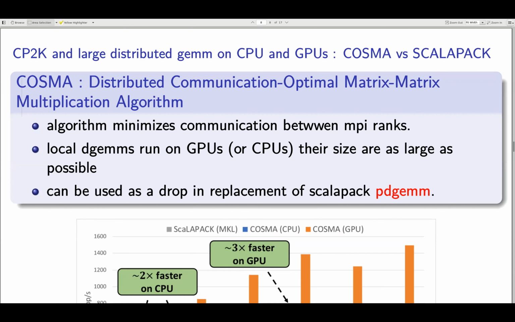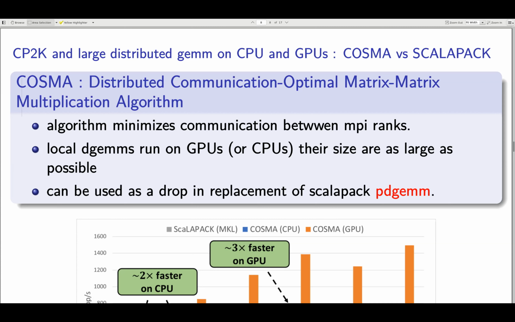The third piece of work that we did was to try to replace ScaLAPACK PDGEMM, which is actually a real bottleneck in CP2K, especially for RPA calculation. And for that, we developed a library called COSMA, which tries to minimize the amount of communication between MPI ranks, and tries to maximize the size of local DGEMM that you run either on GPU or CPU.